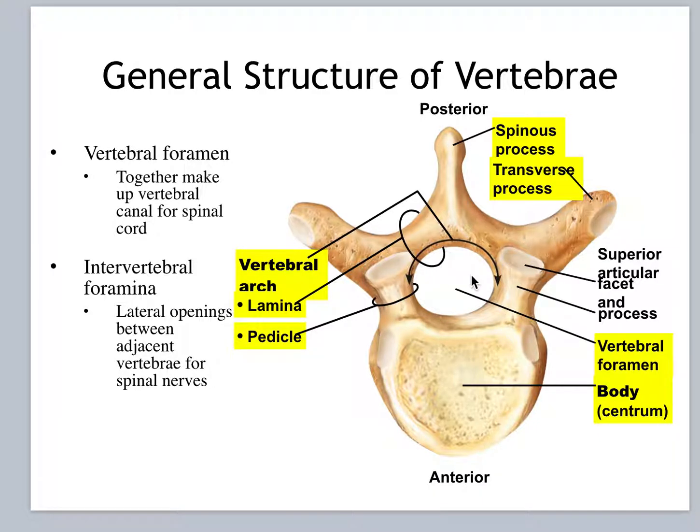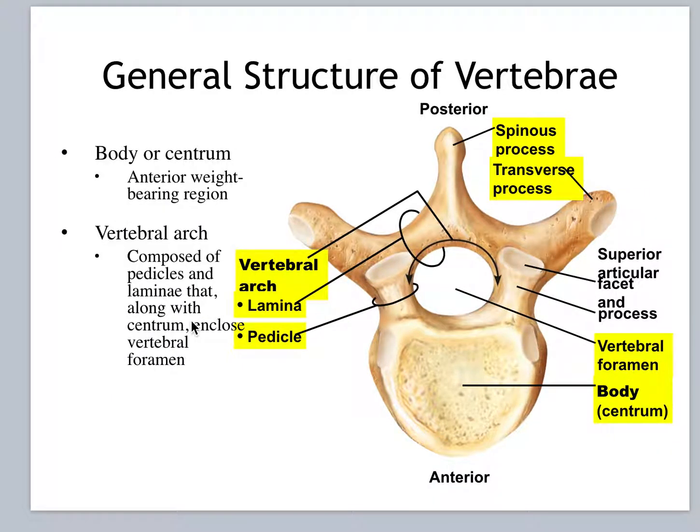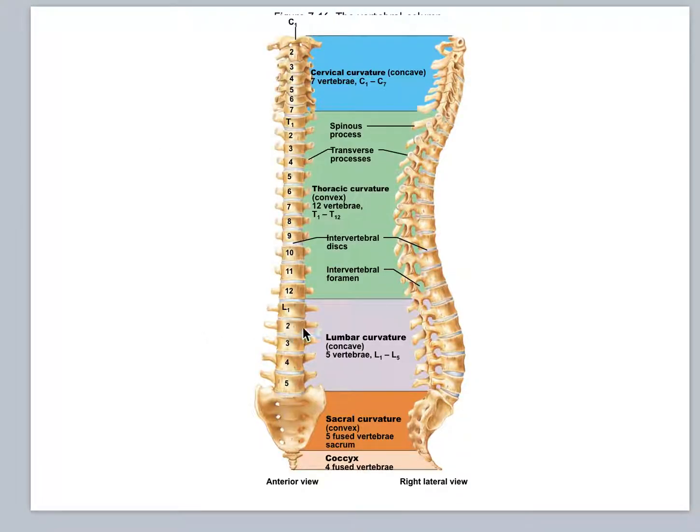Out here really just describe the same thing. The vertebral foramen here in the center, intervertebral foramina are the openings between the vertebra where the spinal nerves exit. I think I may have a slide to show you that. Let me go up a few slides. This is the intervertebral foramen here.